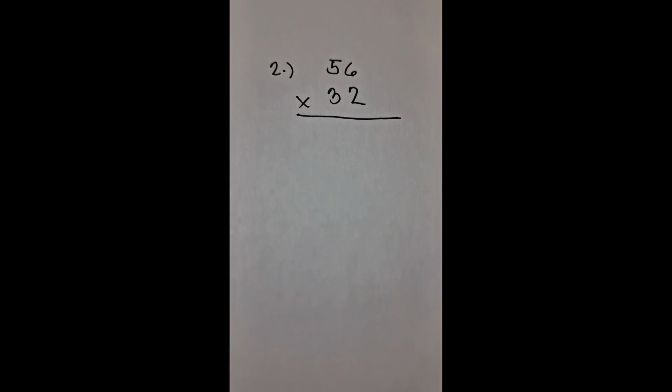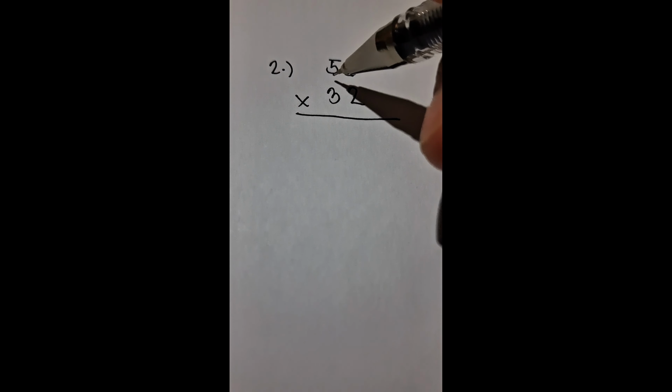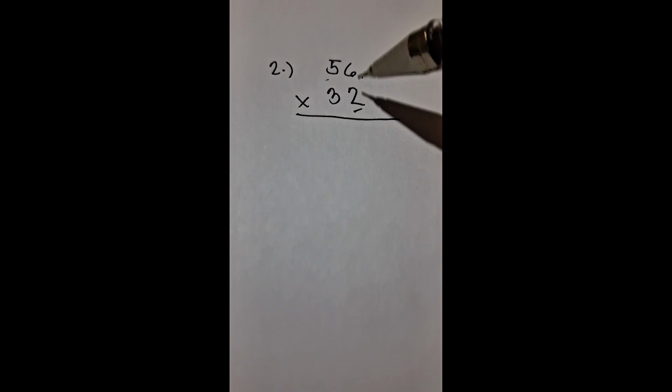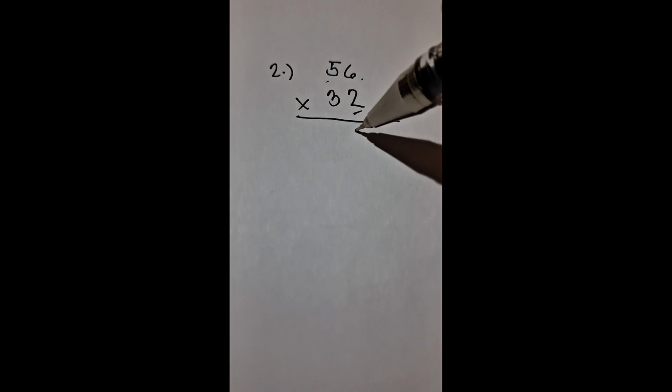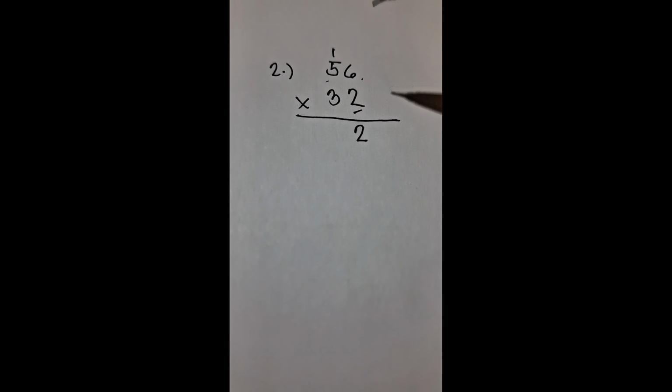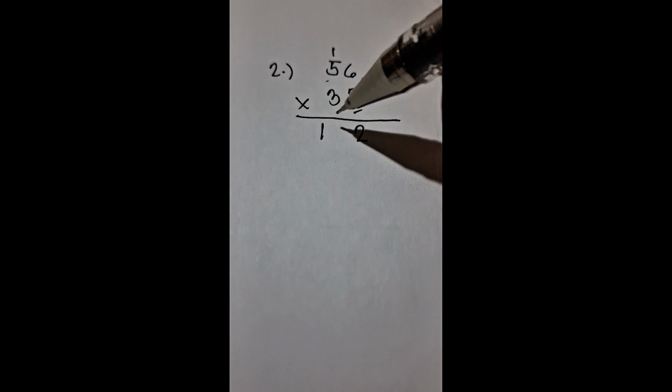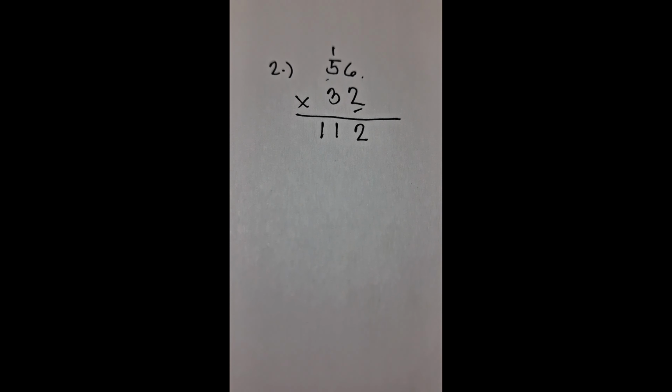Example number 2. 56 times 32. First, multiply 56 by 2. 2 times 6 is 12. Bring down 2, carry 1. 2 times 5 is 10, plus 1, 11.